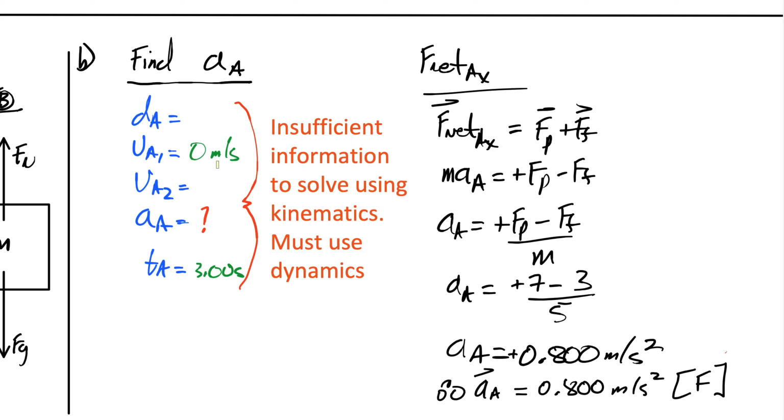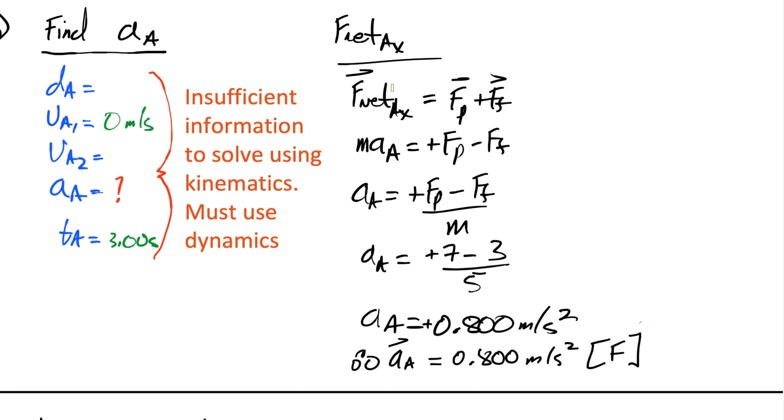And so far, we only have the following pieces of information. We know what VA1 is, and we know what the time is. That's only 2 out of the 3 necessary pieces of information. We're trying to find the acceleration. That's not nearly enough. We would need either the displacement in Section A or the final velocity in Section A, and we don't have those. So therefore, what we're going to do is we're going to look to the dynamics.